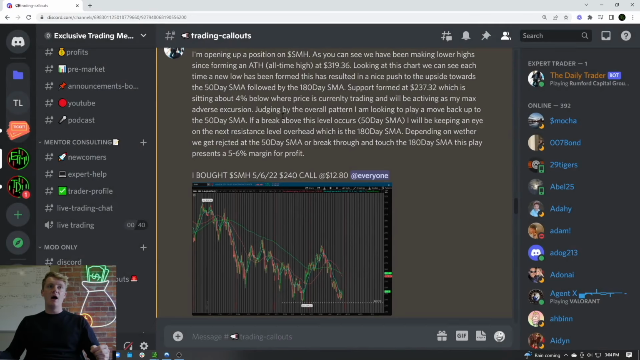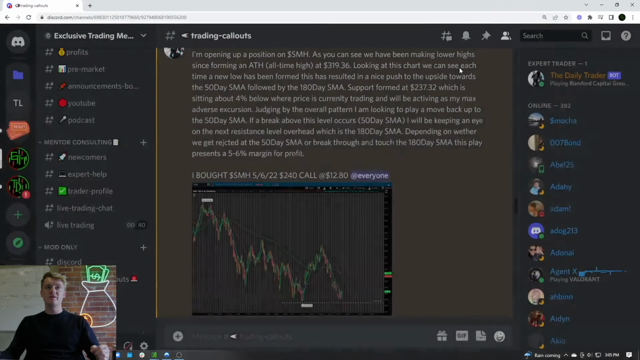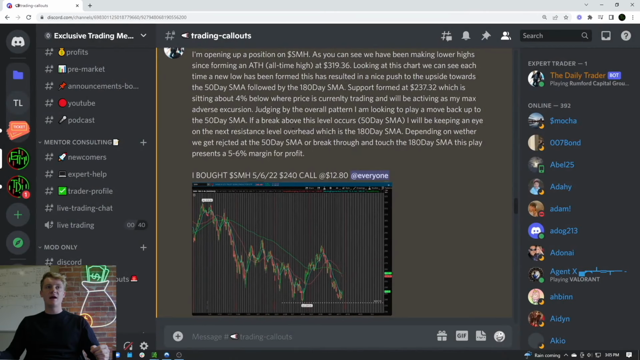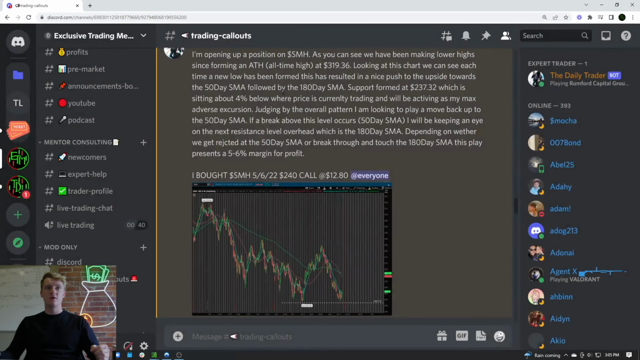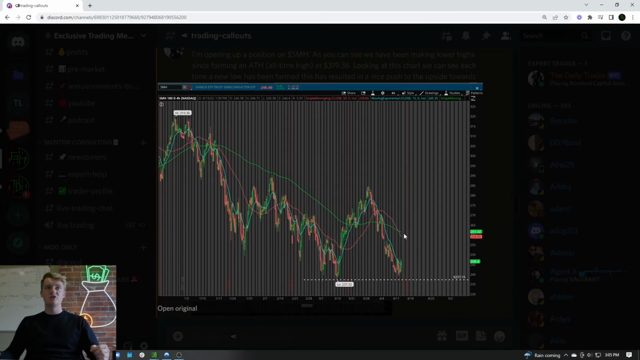All right, so you can see I was looking at the overall pattern, and I was looking to play a move back up to the 50-day SMA, knowing that it would be acting as a level that I can use to manage this trade. However, not a strong level of resistance based on the chart. Okay, and if we do see a break above this level, the 50-day, I'll be keeping an eye on that next resistance overhead, which is the 180-day SMA, very close overhead. And again, it is not going to be a very strong level of resistance. However, it is a way in which you can go about managing your trade.